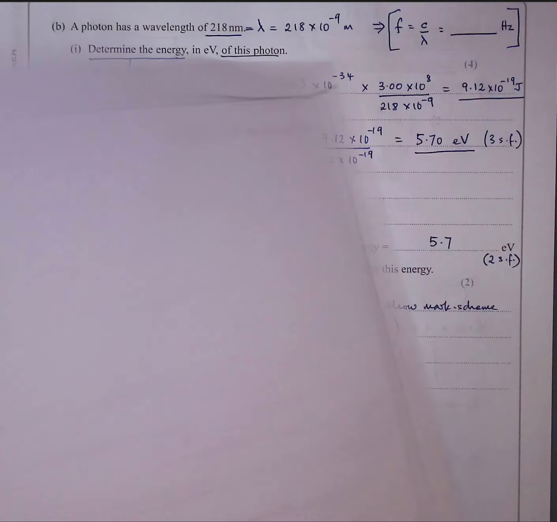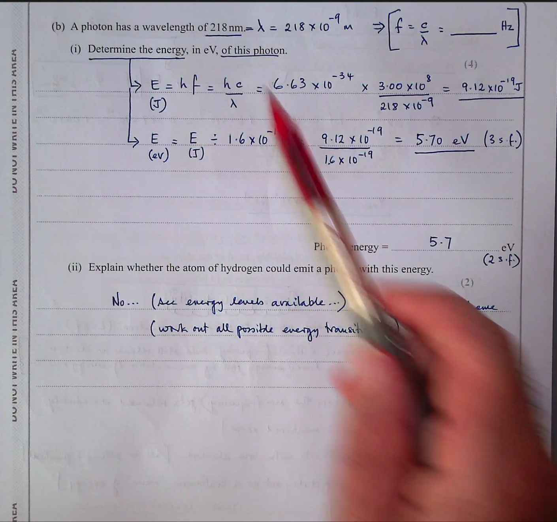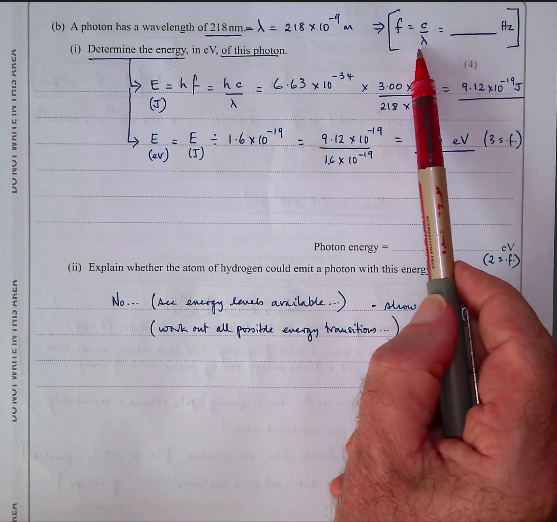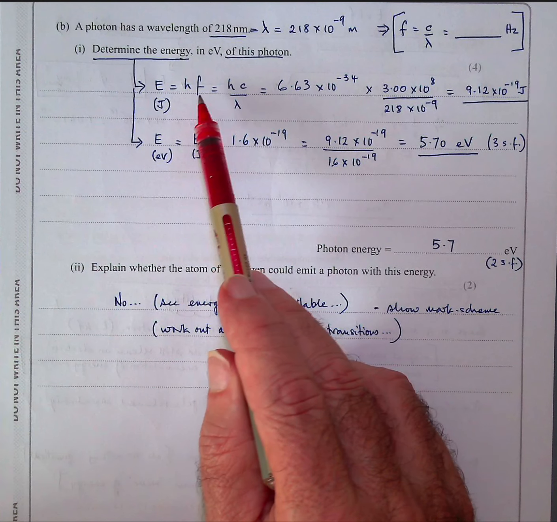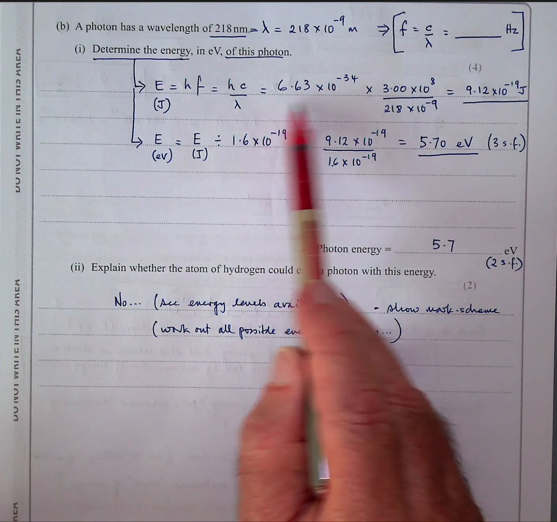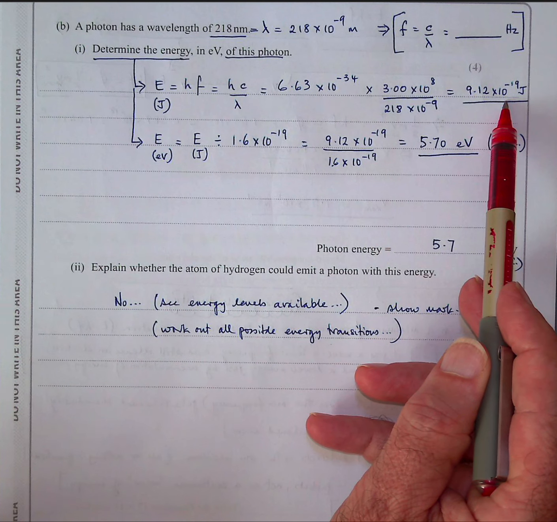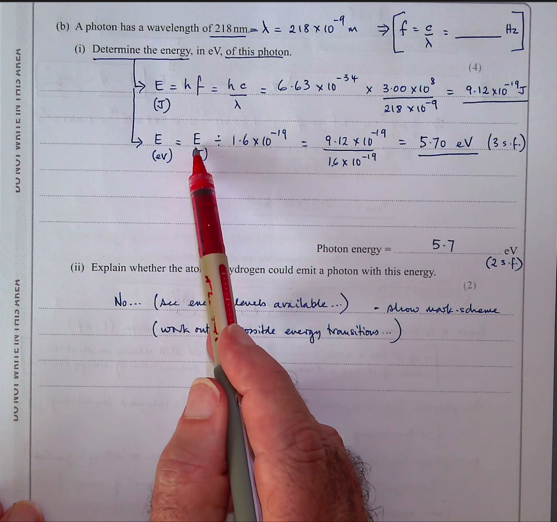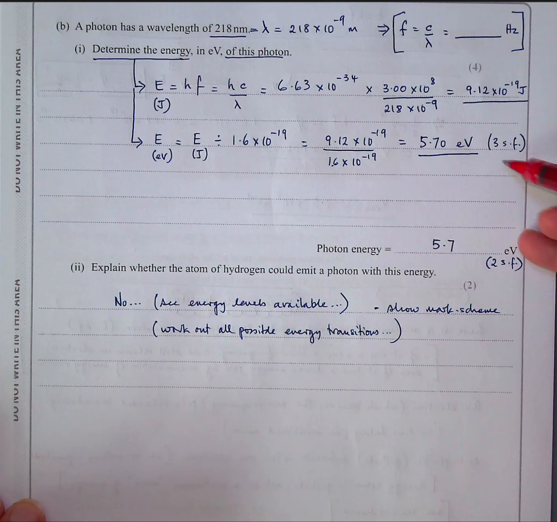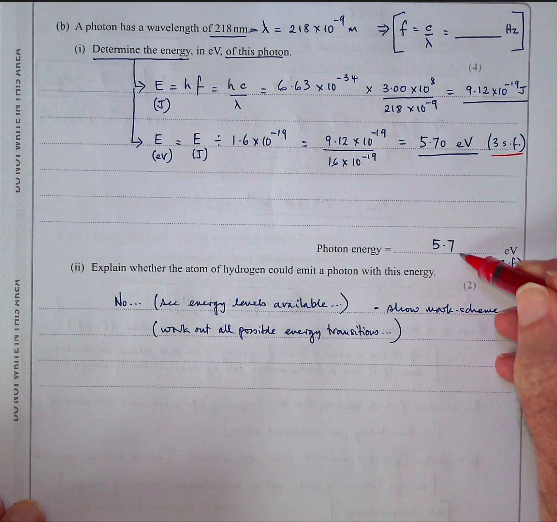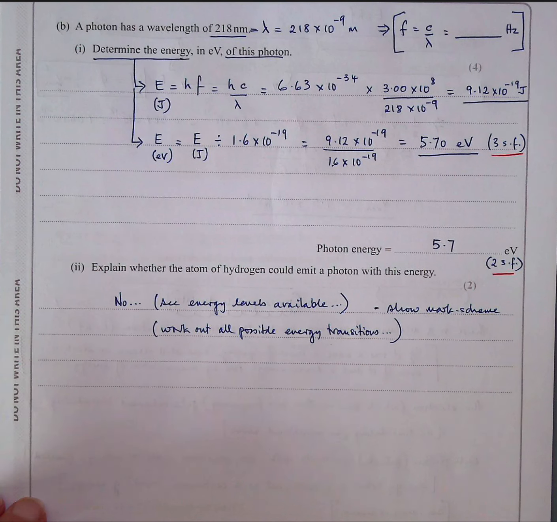Okay, so that's 17. Part B: the photon has a given wavelength. We know the frequency therefore is c over lambda, and if you look in the mark scheme you'll be able to work it out. I just bypass that by changing the hf equation into hc over lambda, put the numbers in, and I get the energy in joules. But we want it in electron volts, so to change from joules into electron volts, we have to divide the value in joules by the charge of an electron, and that gives you 5.70 electron volts. So 3 significant figures to 2 significant figures, you can quote it as 5.7.